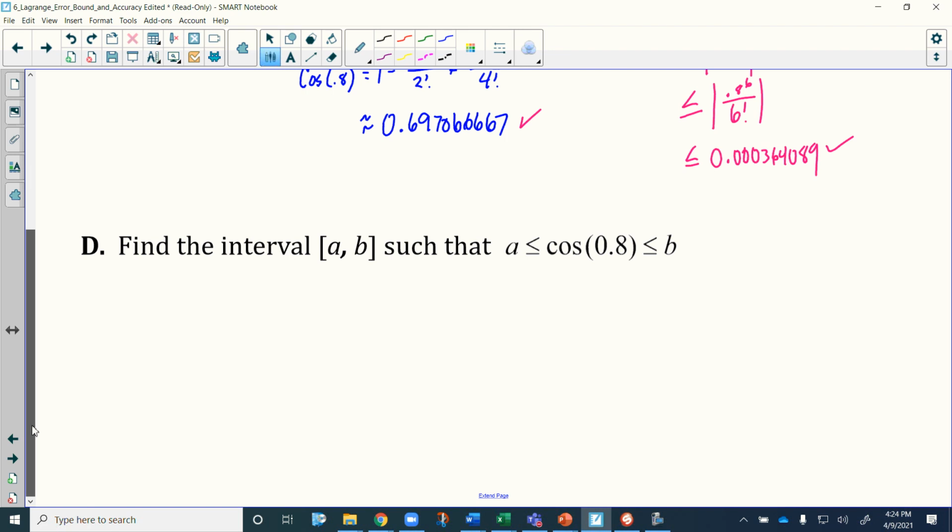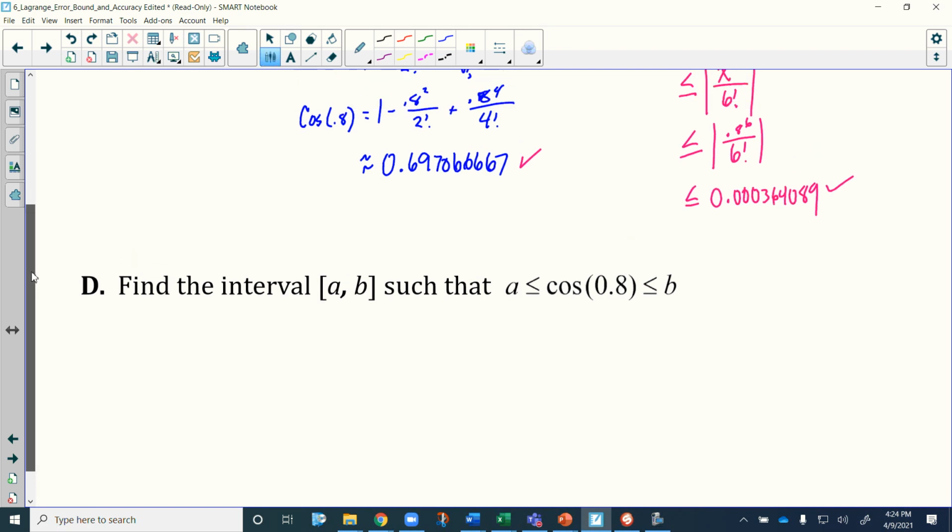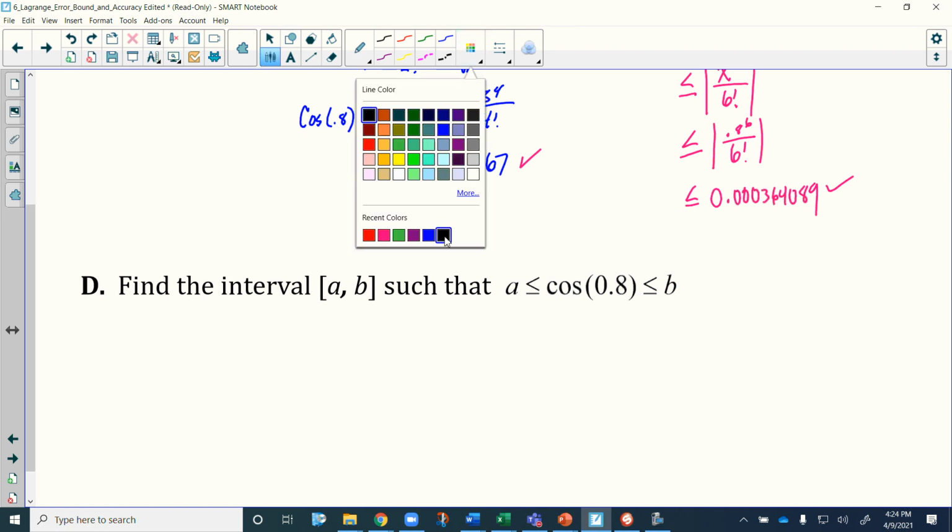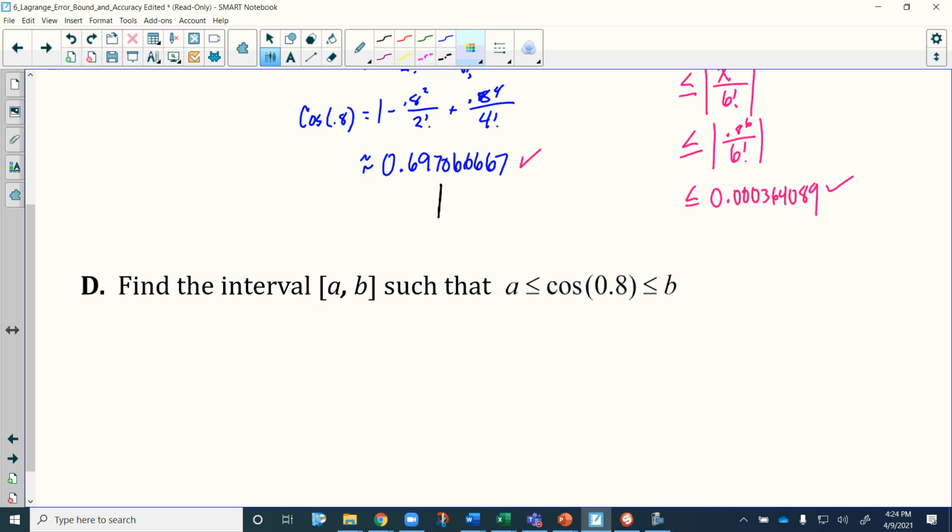And that's exactly what we're going to do here, where it says find the interval such that from A to B, A is less than the cosine of 0.8. Again, that's the approximate value, inside between where it says cosine of 0.8. That's the approximate value that we just got, and it's going to be less than B. I'm not going to write these numbers down, because we're going to save them in our calculator. Let's call this A and this B. I don't know where you saved them in your calculator, I'll just call them A and B.